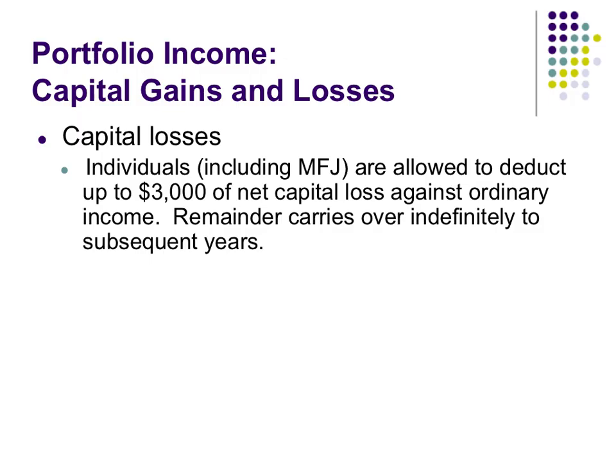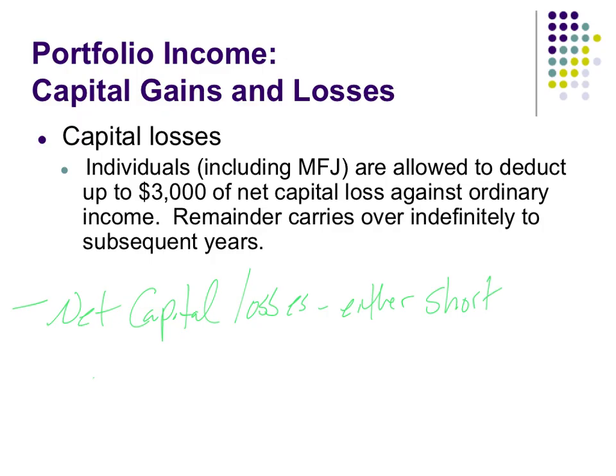We have talked about this previously when we're talking about capital losses. These are net capital losses, either short term or long term. If at the end of your netting process you end up with a capital loss, either short term or long term, you're allowed to deduct up to $3,000 for AGI.